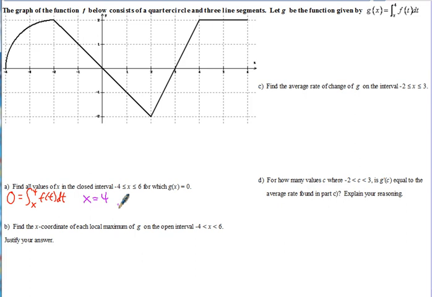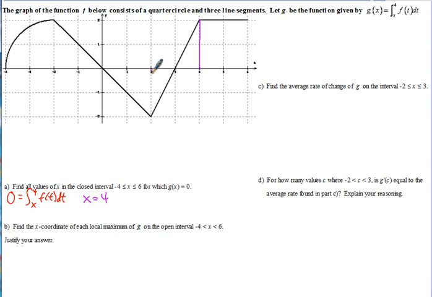Now let's see if there's anywhere else. Well, since that makes this definite integral equal 0, you have to look at the graph and understand this definite integral represents the area under the curve. So basically it stops right here at 4. If we put 5 or 6 there, we can see that area wouldn't be 0. If we put 3 there, that wouldn't be 0.